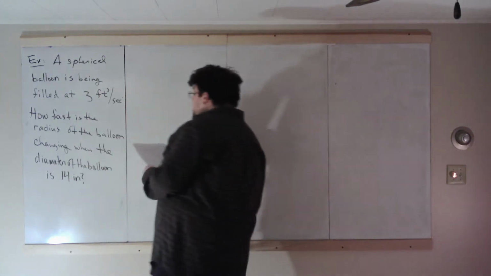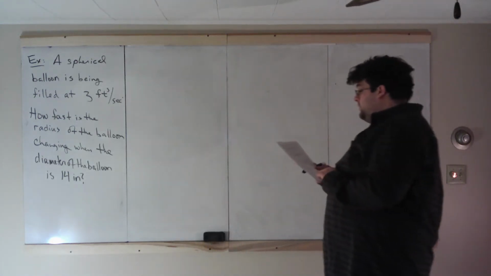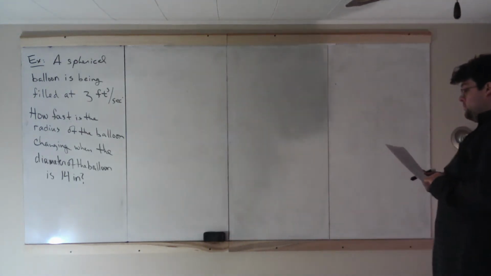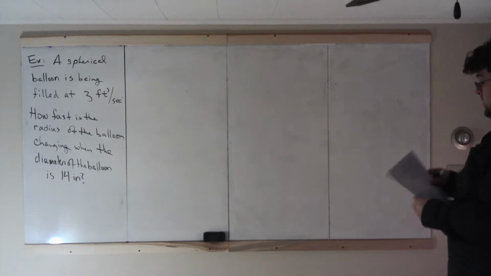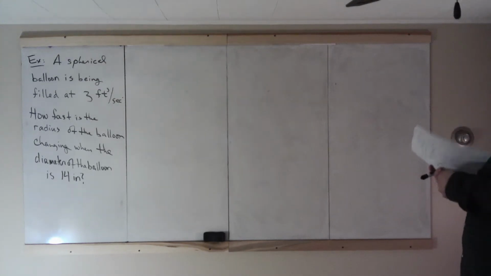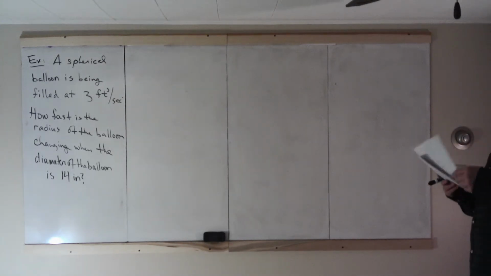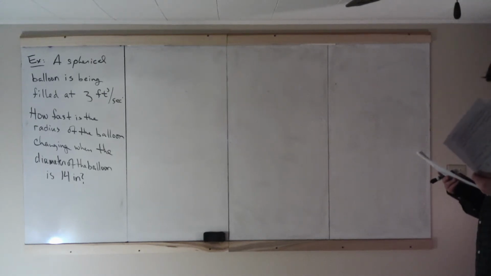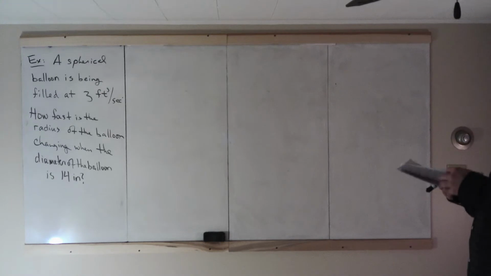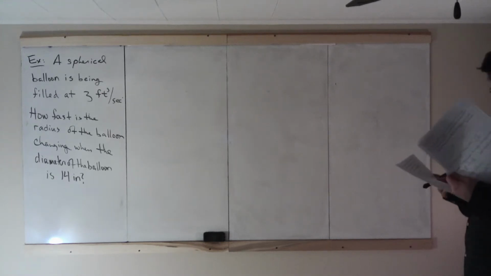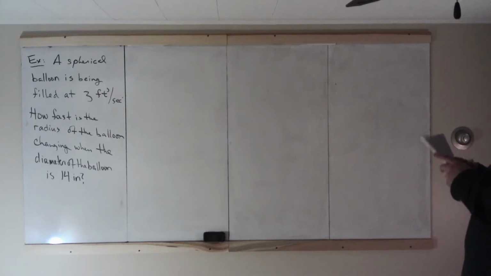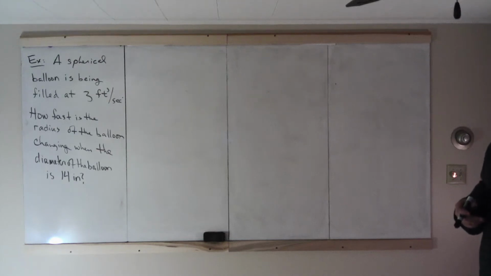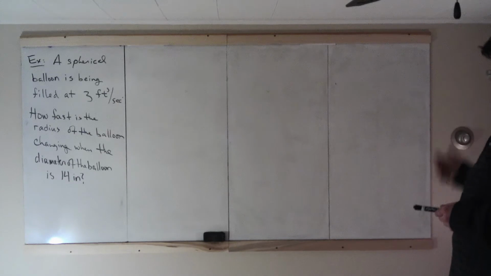So next, a spherical balloon is being filled. Oh, I wrote inflated in my notes. Well, whatever. Is being inflated at 3 cubic feet per second. How fast is the radius of the balloon changing when the diameter of the balloon is 14 inches? So notice these related rates questions. These first two said, what is happening at a given instant? And remember, the derivative allows us to figure out what happens at a given instant.